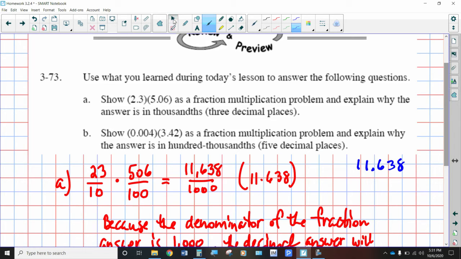11.638, because if you put it here, your answer would be close to 1, and there's no way that 2 times 5 is 1. And if you put it here, your answer would be 116, and there's no way 2 times 5 is equal to 116 or anything greater than that. The only logical place for it would be here. So your answer has to be 11 and 638 thousandths. This is another way of proving how you get the answer that you get.